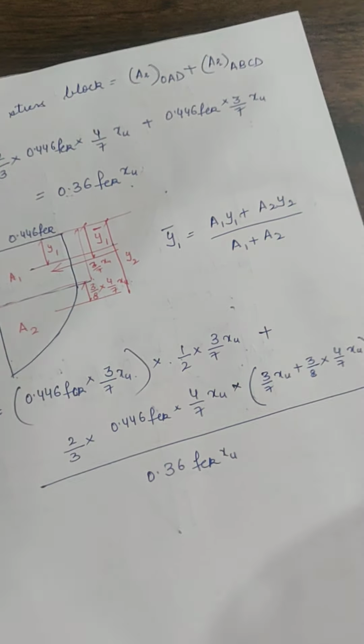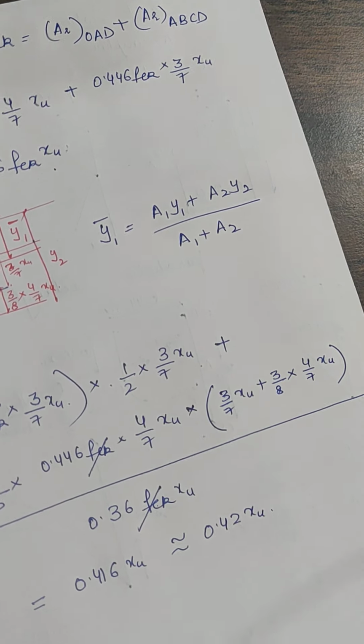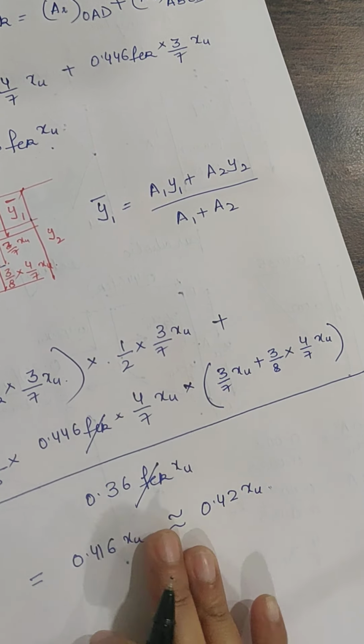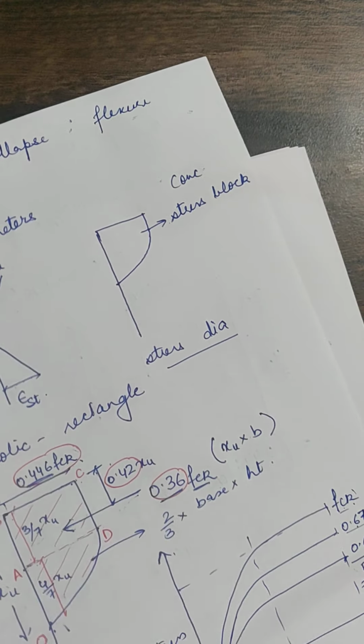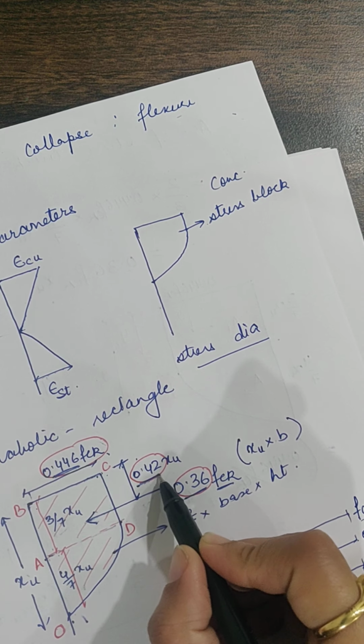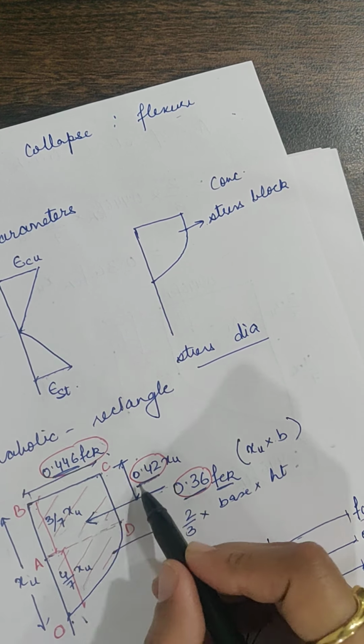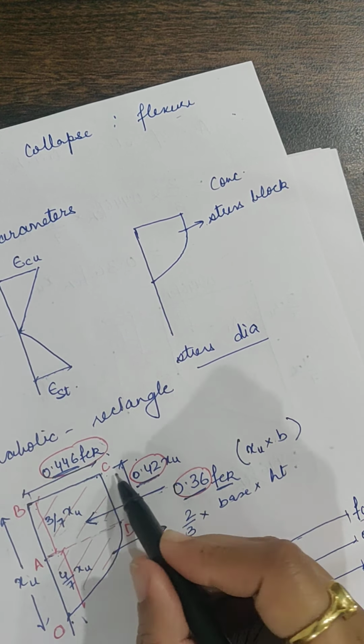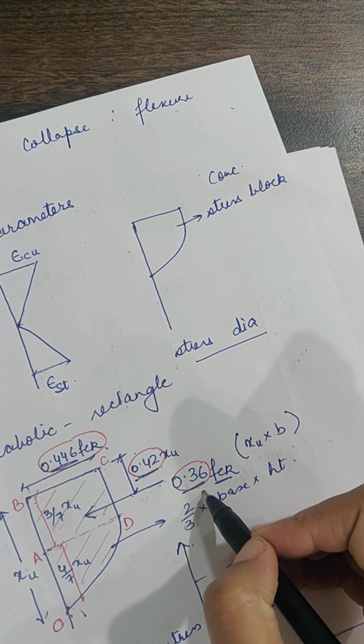The code takes it equivalent to 0.42 Xu. Okay. So this is the reason why the code has given that the distance of the CG of this particular compressive force from the top will be taken as 0.42 Xu. So these are the stress block parameters, how they are calculated, and the logic behind taking these numbers.